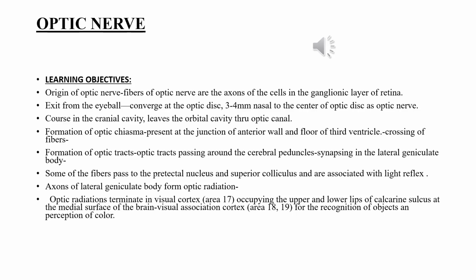So starting from the origin of the optic nerve, we know that the retina has an inner nervous layer which is composed of the ganglionic layer, and the ganglionic layer of the retina gives origin to the fibers of the optic nerve, right? And now in the next slides we will trace the whole visual pathway starting from the origin of the optic nerve till its termination in the visual cortex.